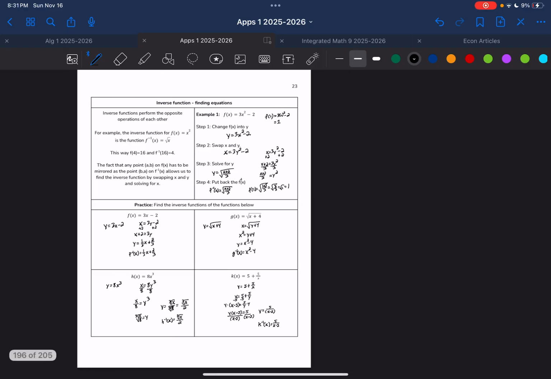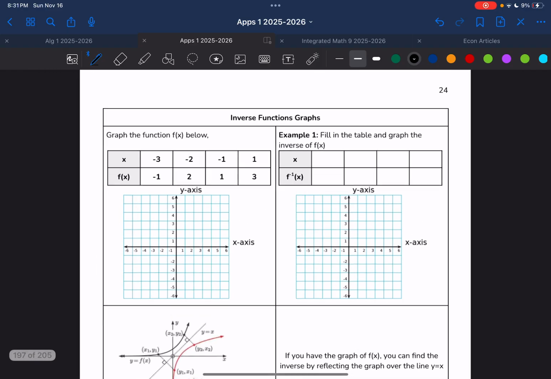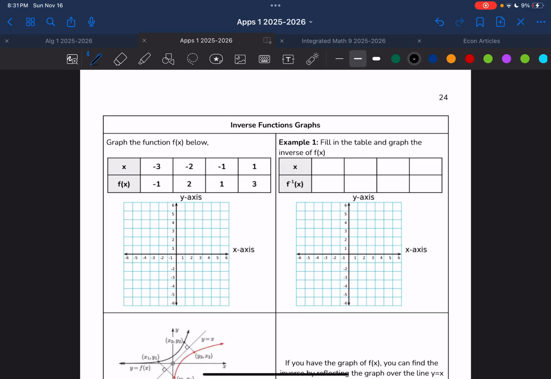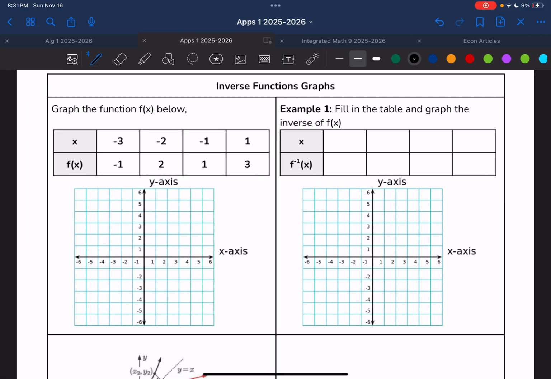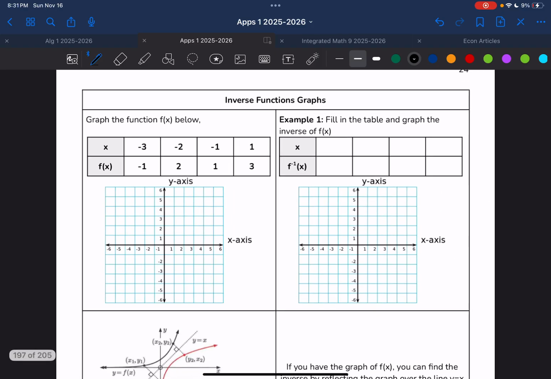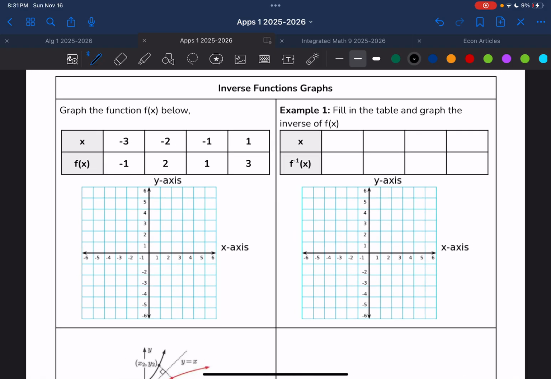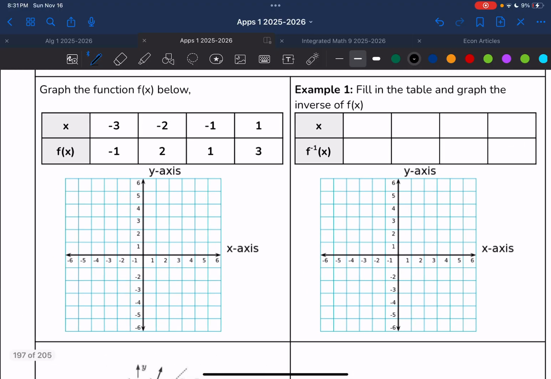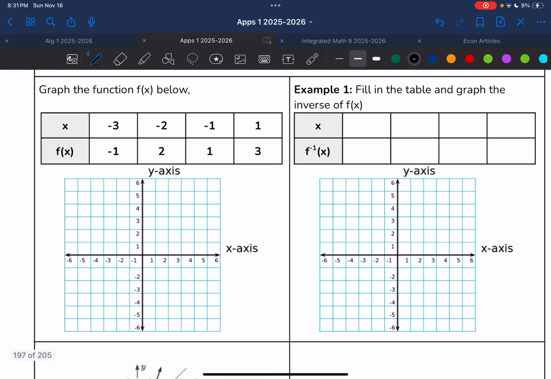Okay. Moving on to page 24. So now we're going to think about this visually. So we're going to start with the function f of x, because it's actually a lot easier, I think, to find the inverse functions visually than it is algebraically, and I'll show you what I mean by that. So let's start by just plotting the regular function here. So it's defined at these points.